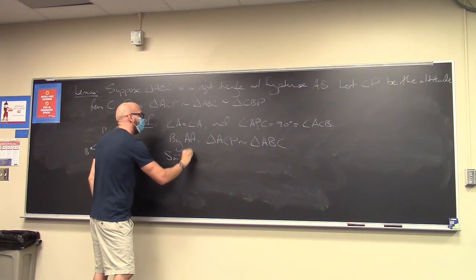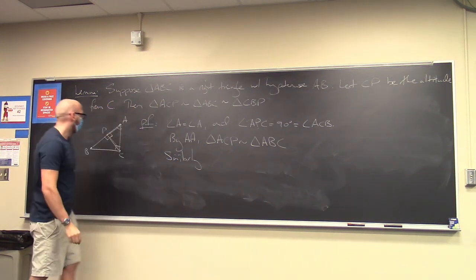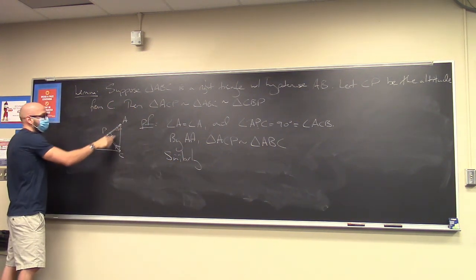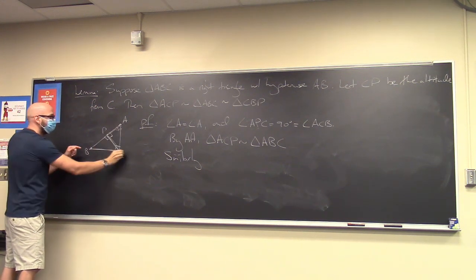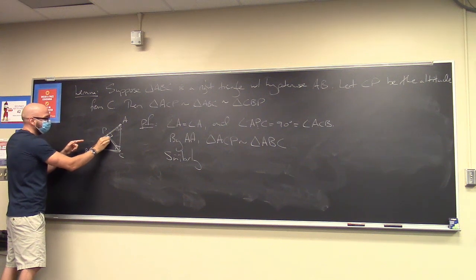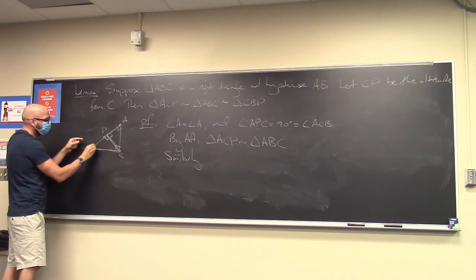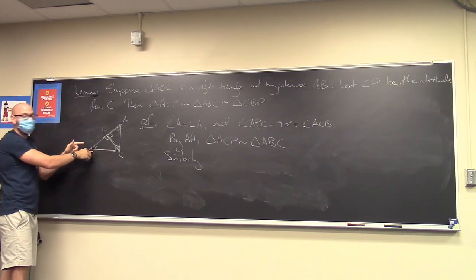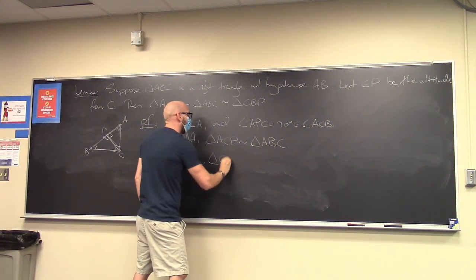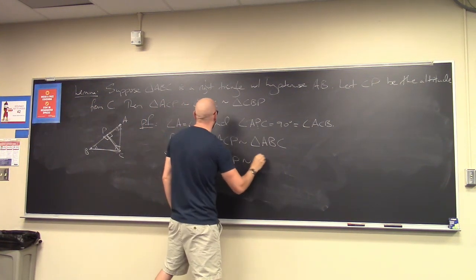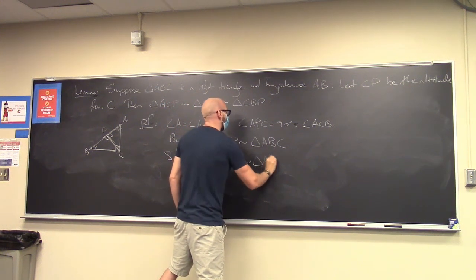I won't even prove the second part, it's completely analogous. Instead of using angle A, these two triangles down here, this triangle is similar to the whole thing. You show that by saying, here's a right angle, matches up with this right angle, and angle B matches up with angle B. So similarly, triangle CBP is similar to triangle ABC.